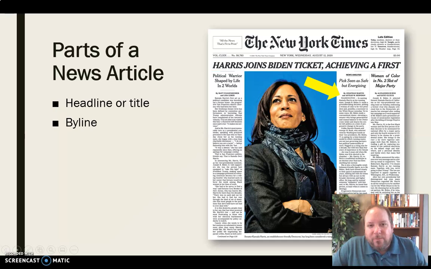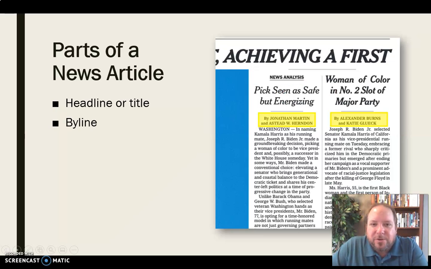Then underneath that, we're going to tell who wrote the article, and you can see this is really small in this graphic, so let's just blow it up a little bit. But the byline there identifies who was involved in writing this article, the primary author or authors of this article, and identifies those people.